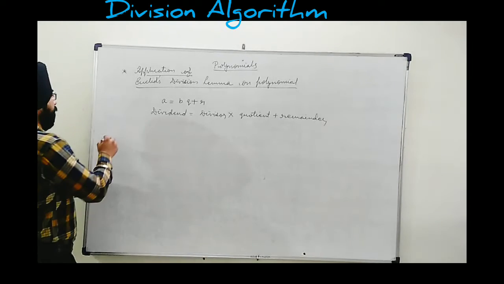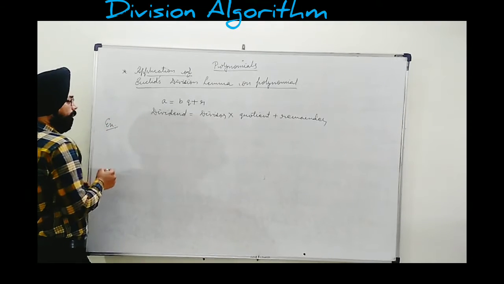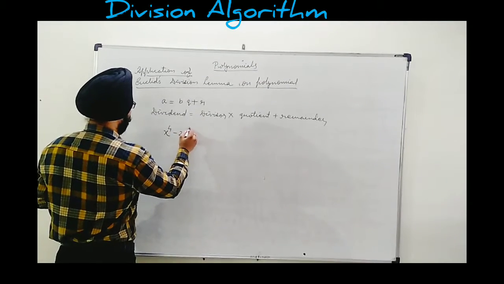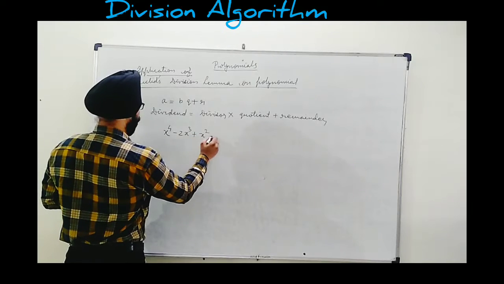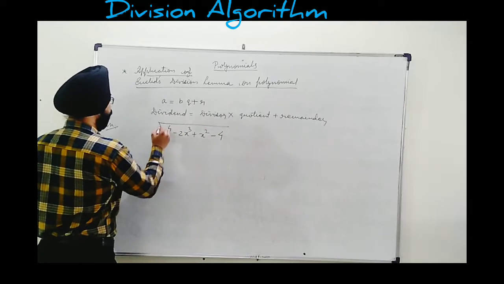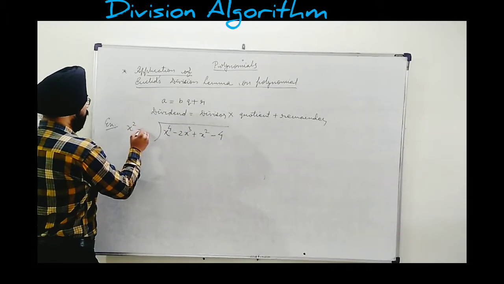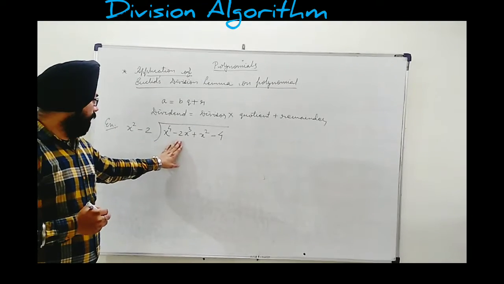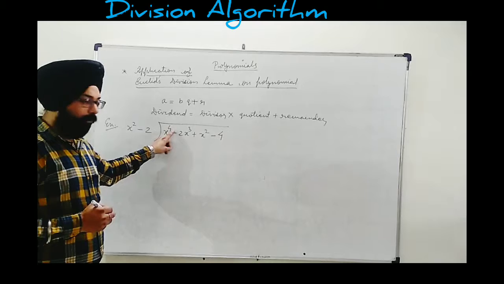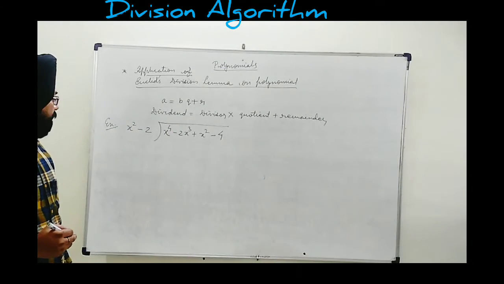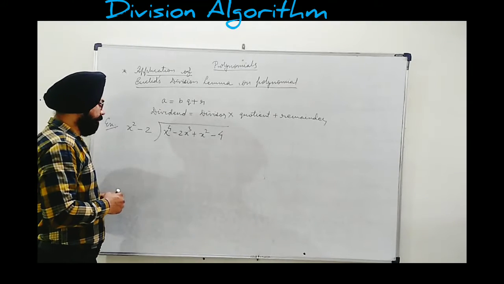We will take for example one division of a polynomial like x to the power 4 minus 2x cube plus x square minus 4 is to be divided by x square minus 2. Here I have taken dividend as a polynomial of degree 4 and divisor as a polynomial of degree 2. Now this division will be done as we have done in earlier classes also.